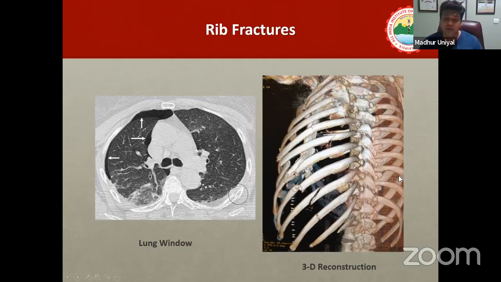And then this beautiful 3D reconstruction by the software, which is usually done in the MDCTs, which leaves nothing to guess, peels off the skin of the body, and we can see the rib fractures very clearly with the eyes.